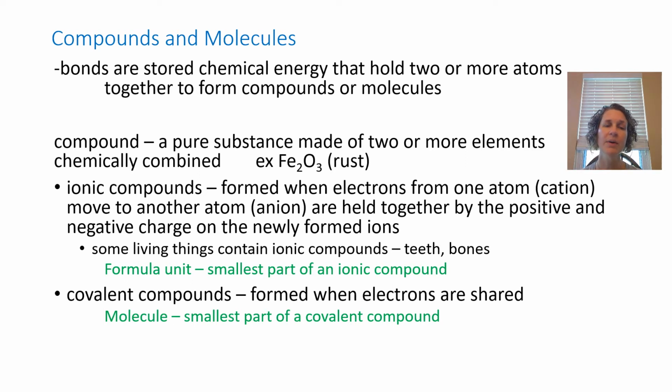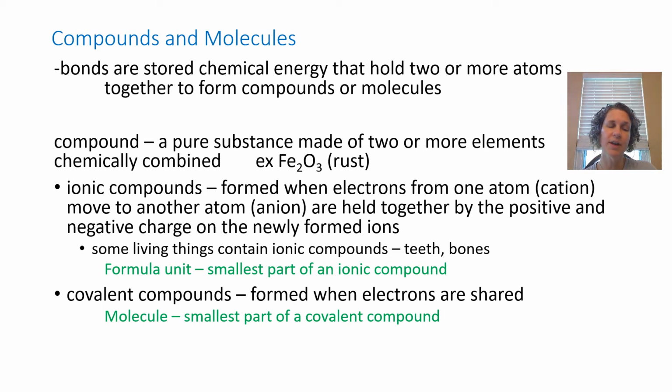So a compound is a pure substance. It's made of two or more elements that are chemically combined, and they always have to be combined in the proper ratio. We used the example water a lot last year when we talked about this. Water is always 2 H's and 1 O. I have rust on there on your screen. Rust is 2 irons and 3 oxygens.